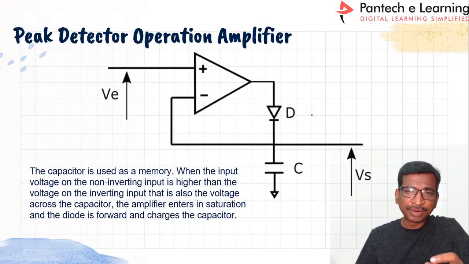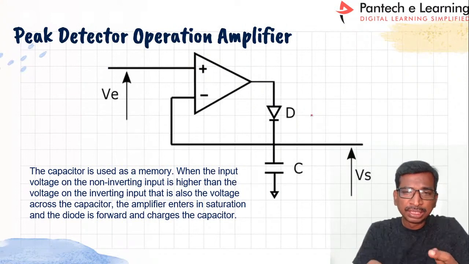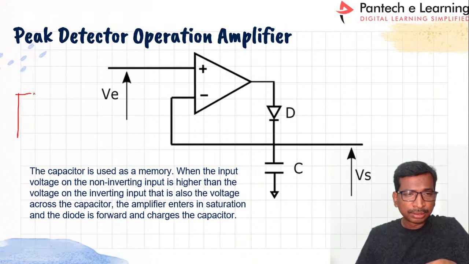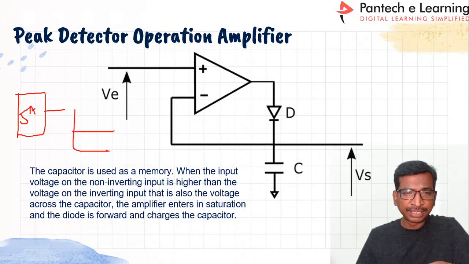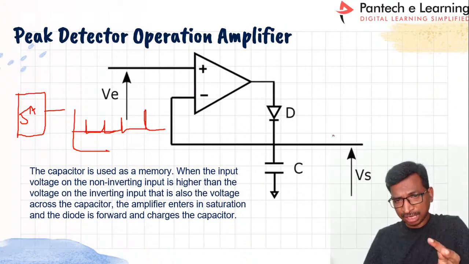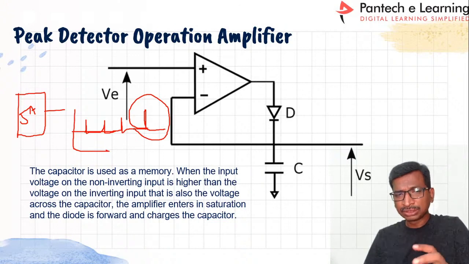Similarly, the peak detector. Where is the peak detector used? For example, suppose you are running a load, and your load draws about 5 amperes of current. Actually, due to abnormal conditions, some spike may occur, right? So we have to identify this spike. With the help of this peak detector, we can identify this peak, right?